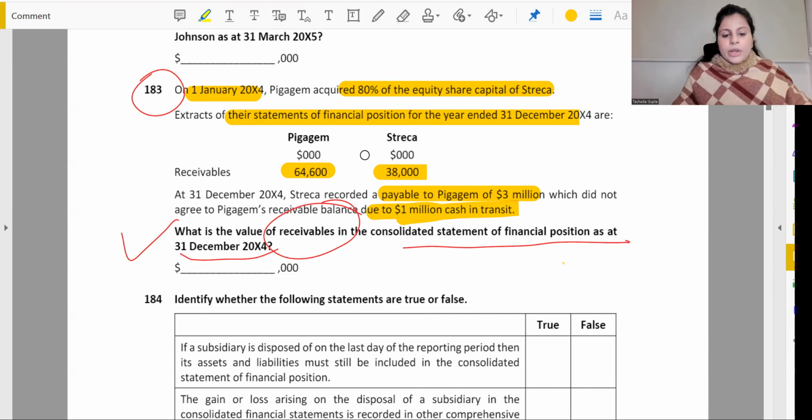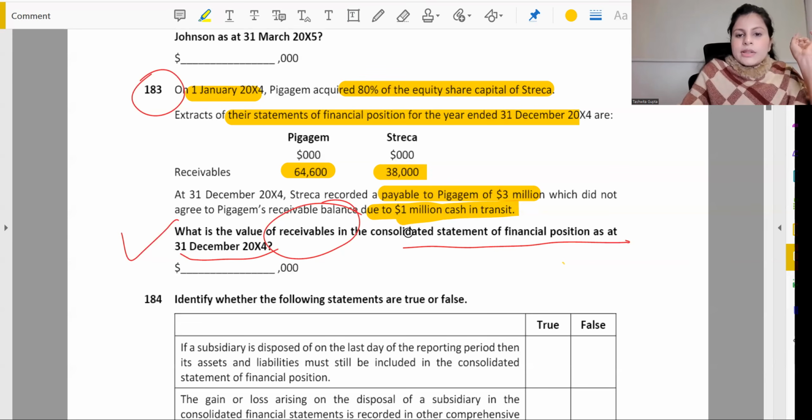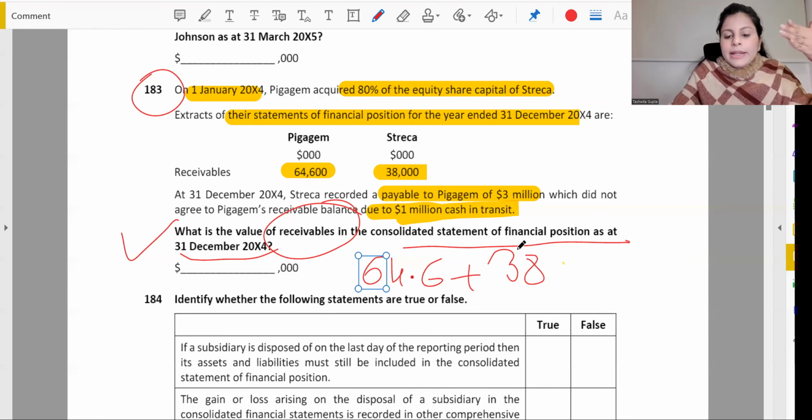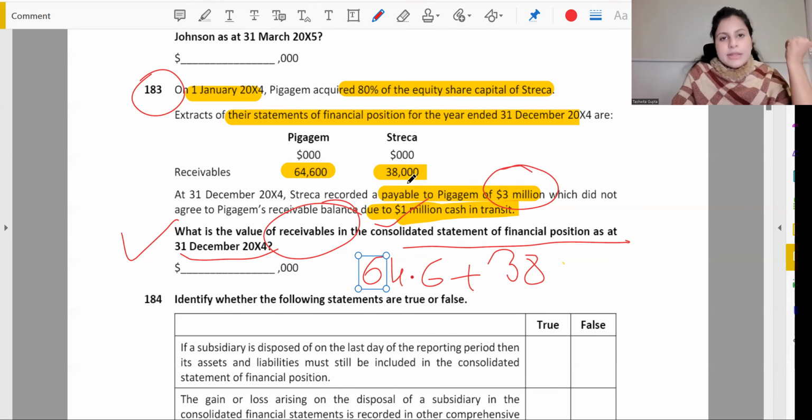So, okay. What you are going to say is total receivables. They are asking us for group receivables, right? So, parent's receivables are 64.6, plus subsidiary's receivables of 38. What were my intra-group receivables? Intra-group receivables are 3 million, but that is not matching because there is cash in transit.